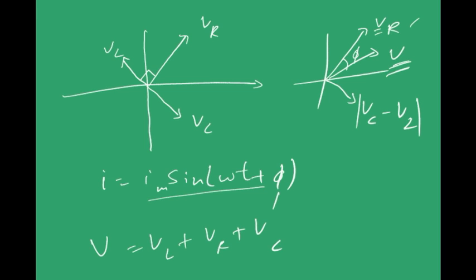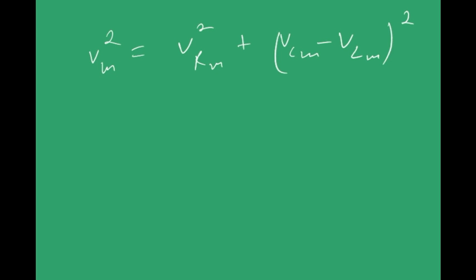So let's find the phi, but I want to find the Im, that is the maximum value of the current, the current amplitude. So for that we'll consider the magnitudes of these vectors only. So what can I write? The magnitude of the resultant, that is Vm, its square will be equal to the resultant, by Pythagoras theorem, Vrm square, that is the voltage across the resistor, plus the magnitude of this one, Vcm minus Vlm, its square. Got it? Just by Pythagoras theorem, the magnitudes are added.